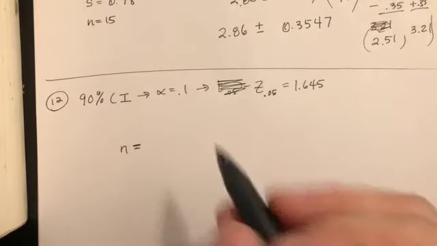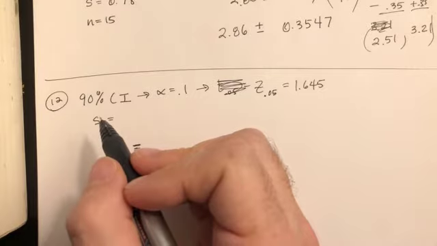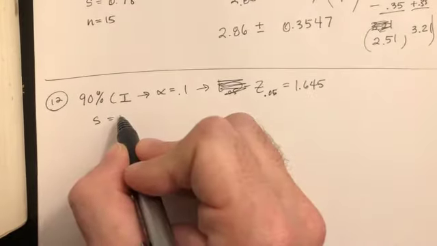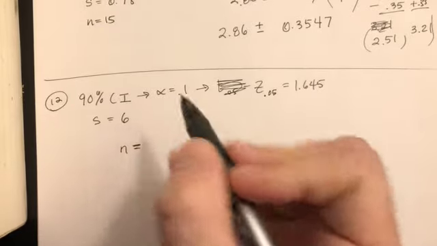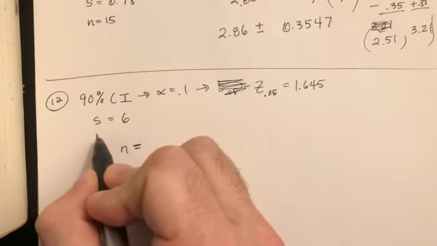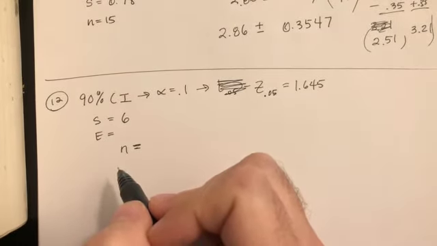All right. Now we need s, which they gave us in the problem. They said that the standard deviation is 6 ounces based on earlier studies. And we need a margin of error, and it says within 3 ounces. So the margin of error is within 3 ounces.